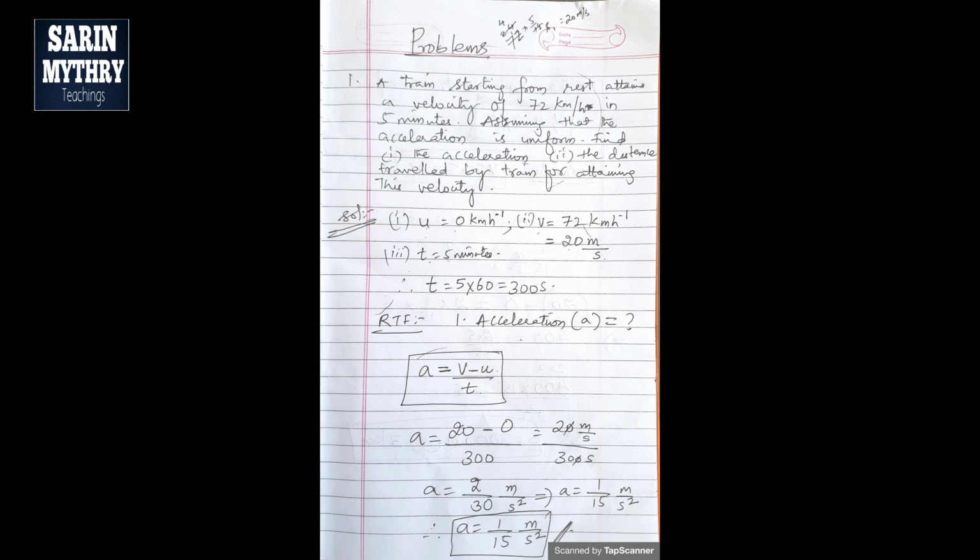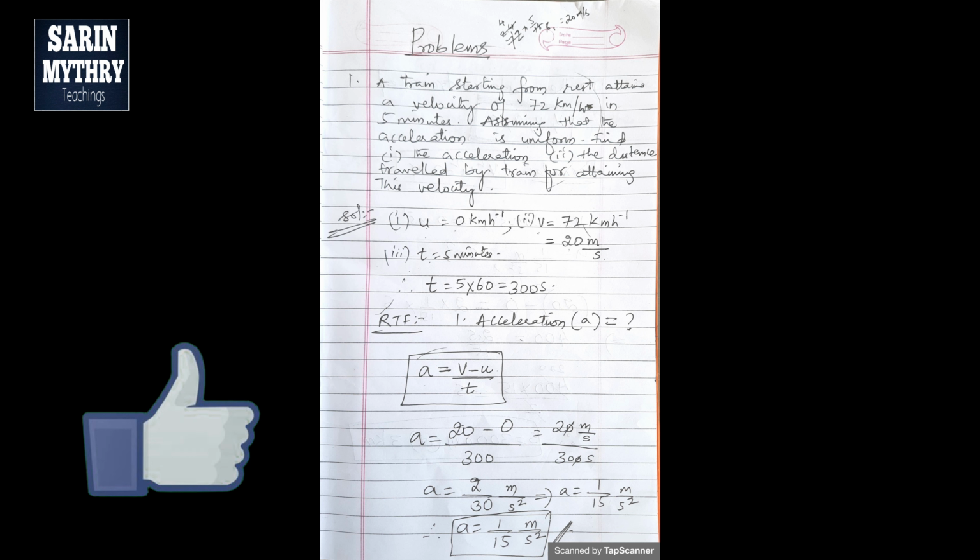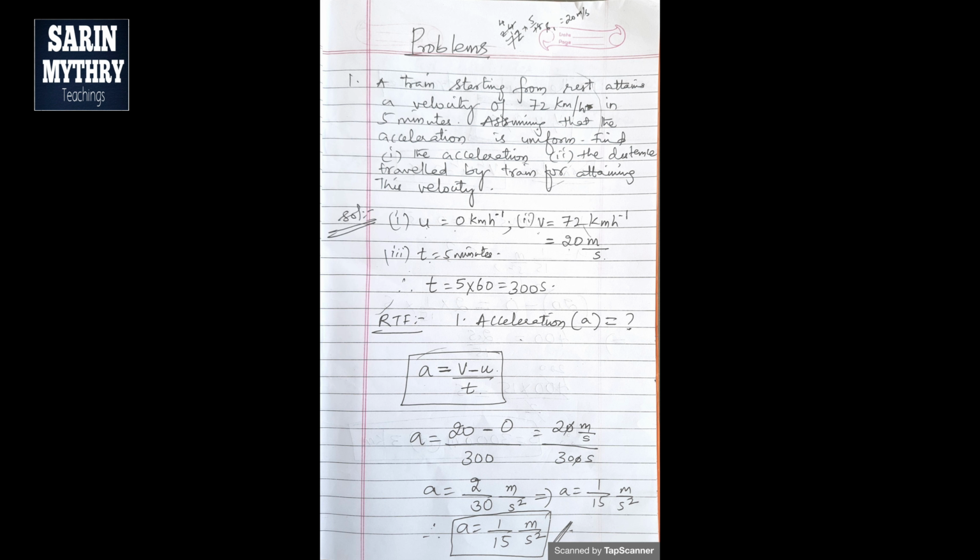So let's see now. Here the initial velocity u is equal to 0 km per hour, that is equal to 0 meters per second, and velocity is 72 km per hour, it is equal to 20 meters per second. How to convert kilometers per hour into meters per second? You multiply kilometers per hour by 5 by 18, and the value will be converted into meters per second. So 72 into 5 by 18 is equal to 20 meters per second.